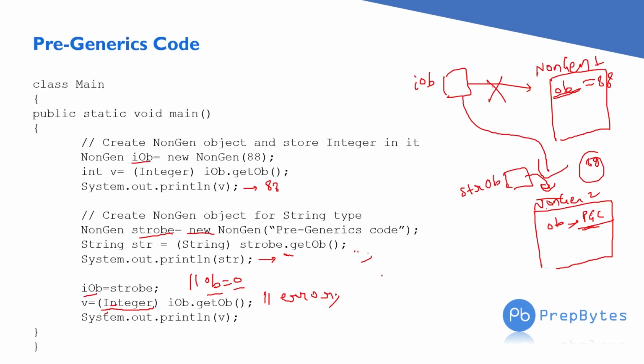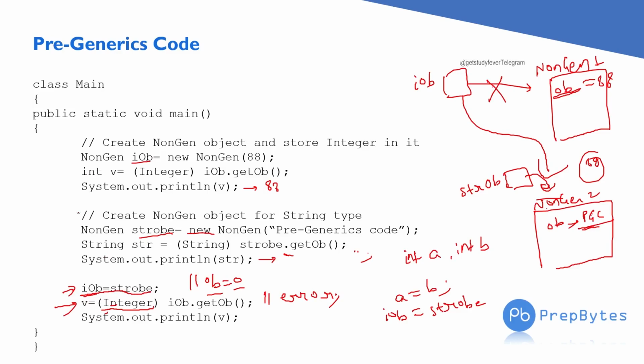If I have int a and int b, and I do a equals b, this is not an error. Syntactically it is correct. Therefore the same line iOb equals strOb is syntactically correct. It is not wrong. Since it is syntactically correct, Java will not show me an error, but this is semantically wrong, therefore in runtime it will show me an error. The error will be in this line, but the error is caused by this line. Java is unable to catch this because both are non-gen objects.